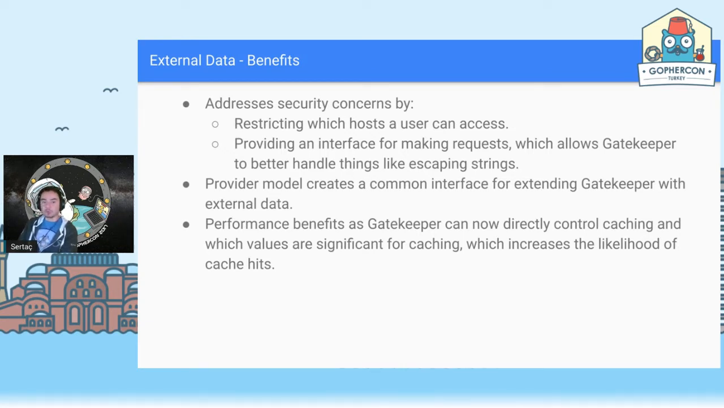Another big advantage is it provides a provider-based model, a common interface for extending Gatekeeper with external data. So all the providers can use the same guidelines and standards instead of each of them doing their own thing. This will also benefit performance optimizations, because we can now directly control caching and which values are significant for caching, and that will increase the likelihood of cache hits, which will increase the performance and decrease any potential timeouts.